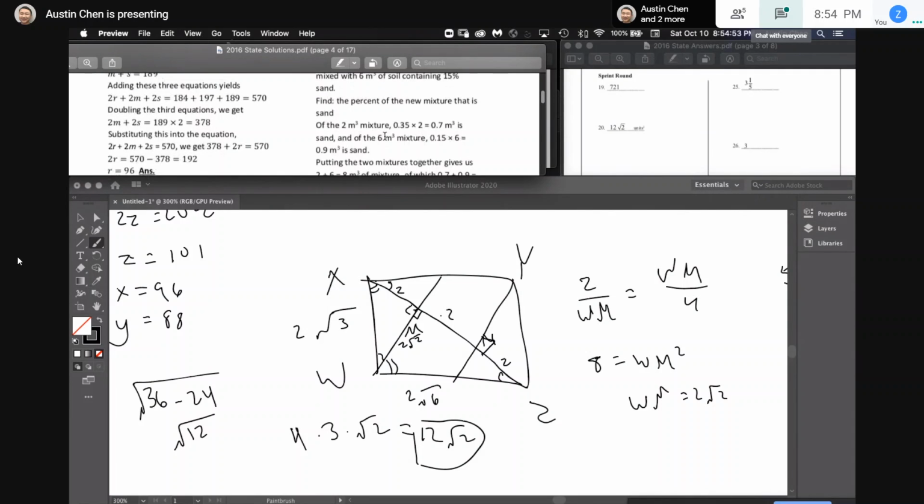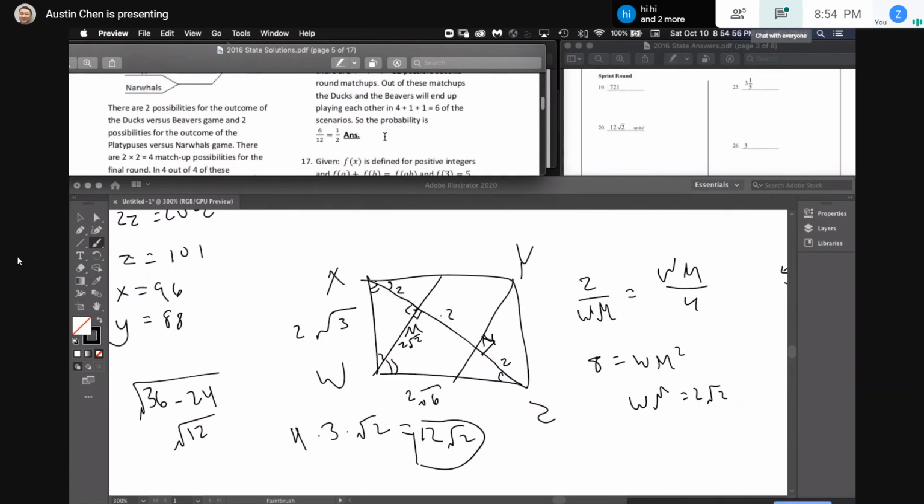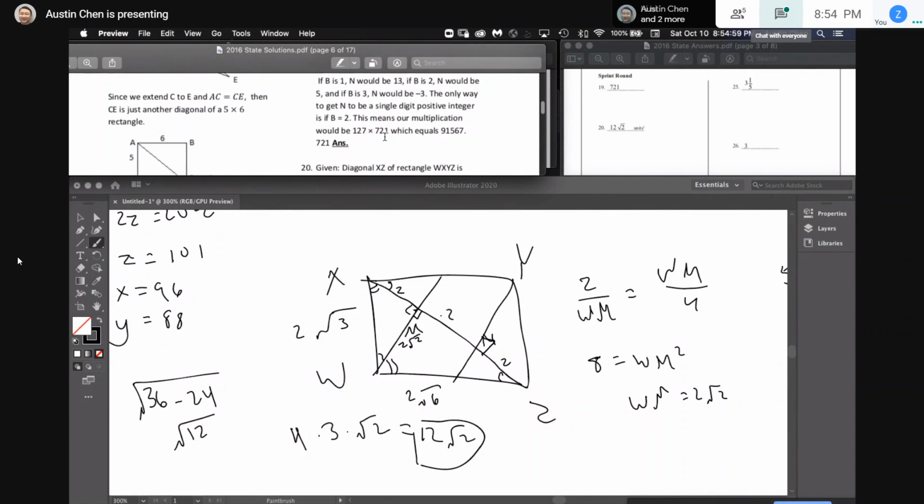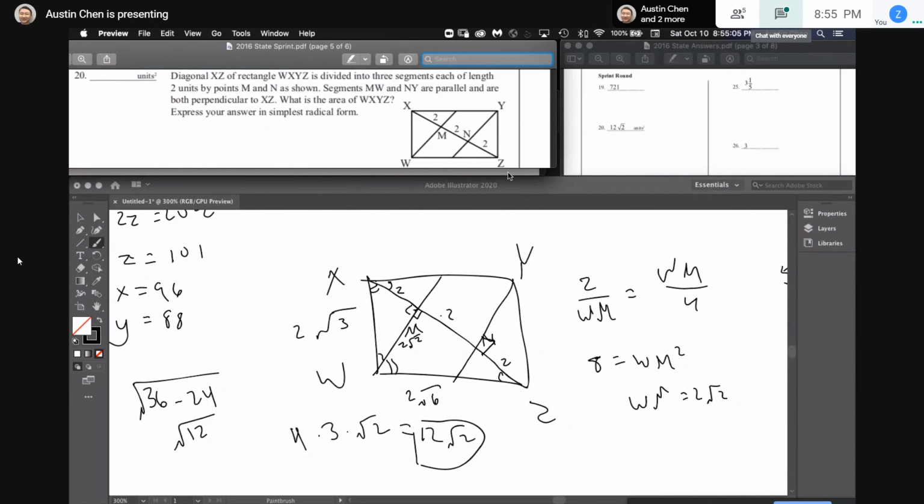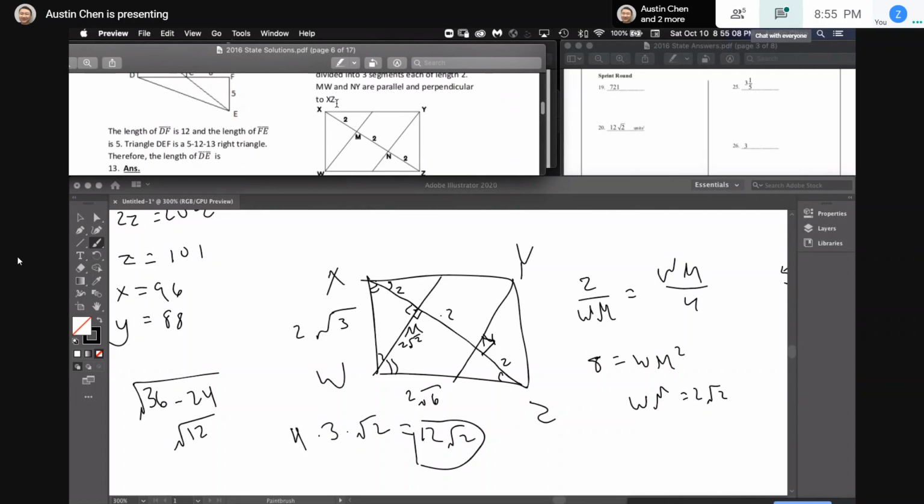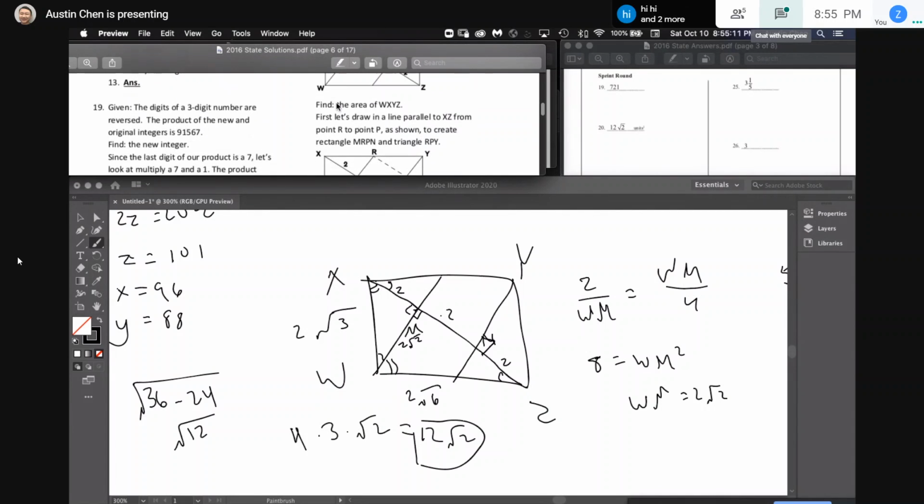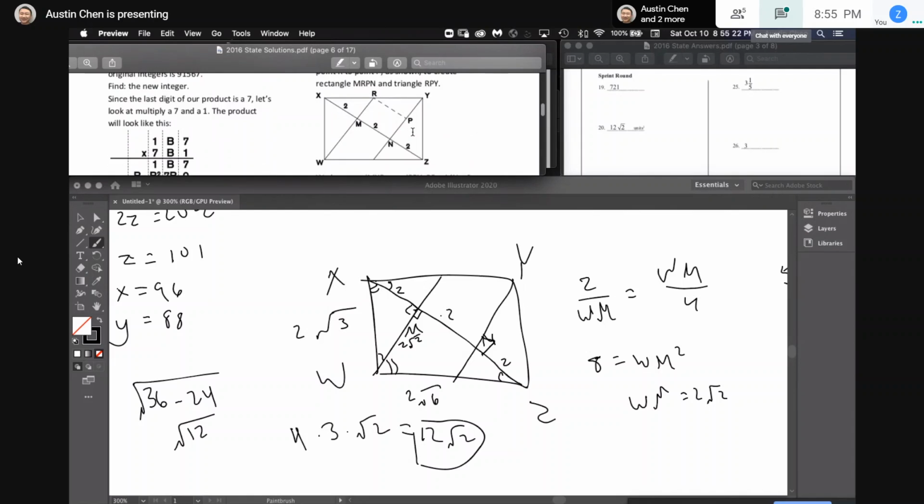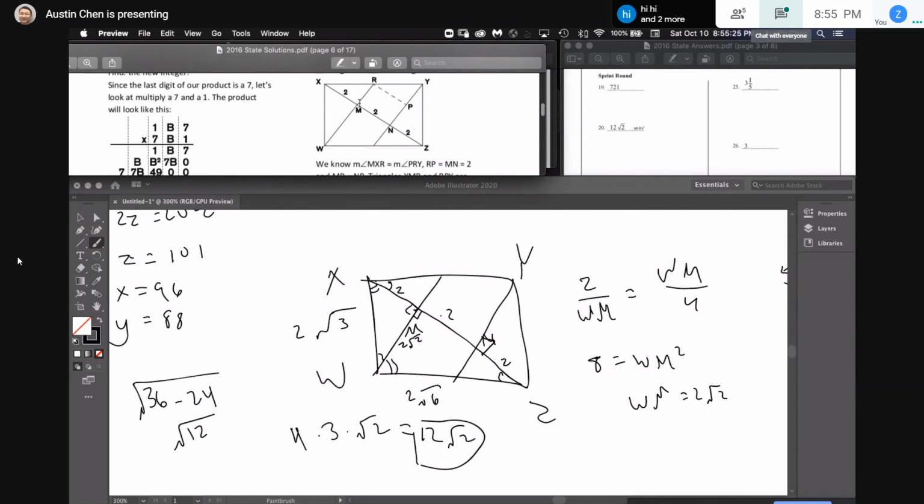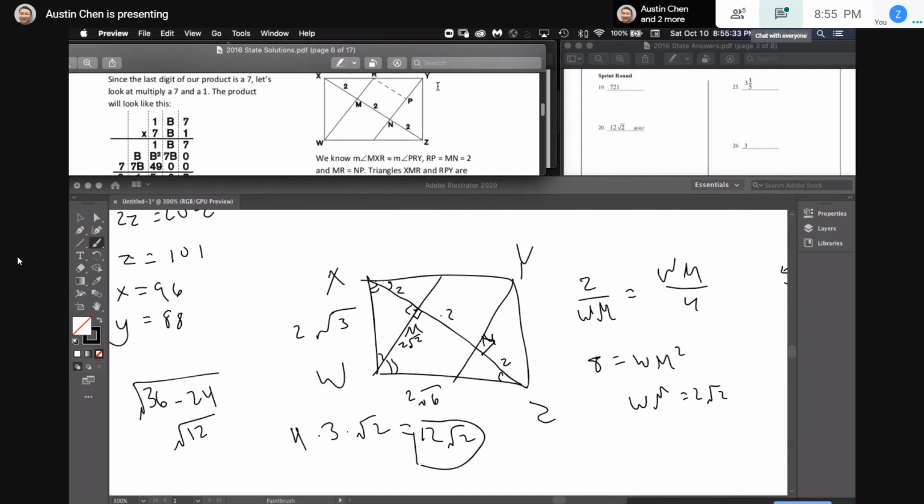Let's also check out their solution. Are we on 18? On 20. Okay. Oh, they drew a parallel line there. Okay, MXR is MP, no, PRY. Right. Okay, because they drew a parallel line.